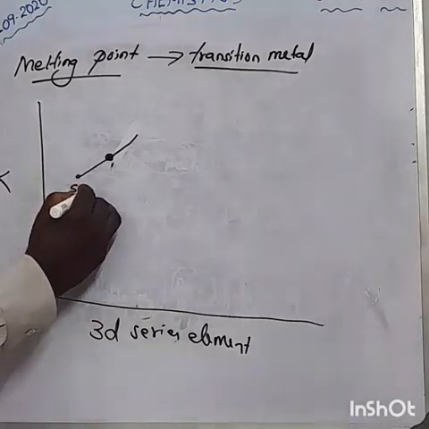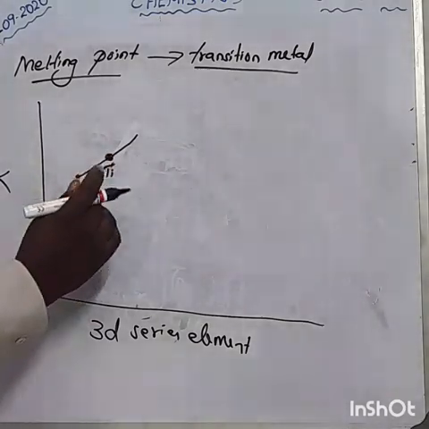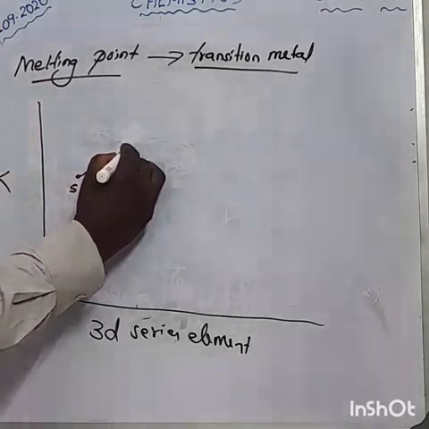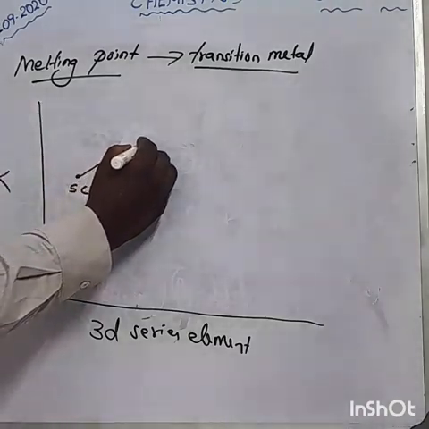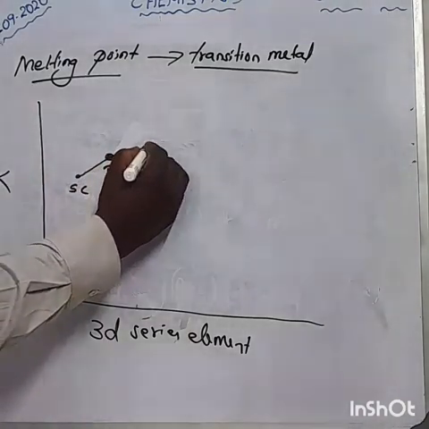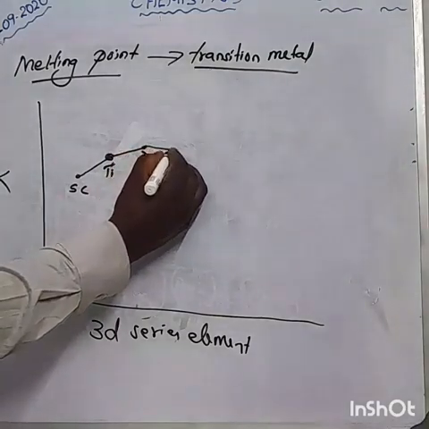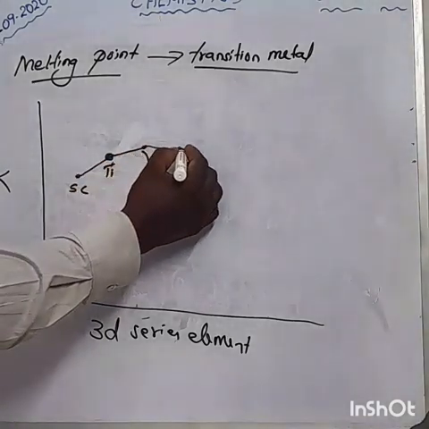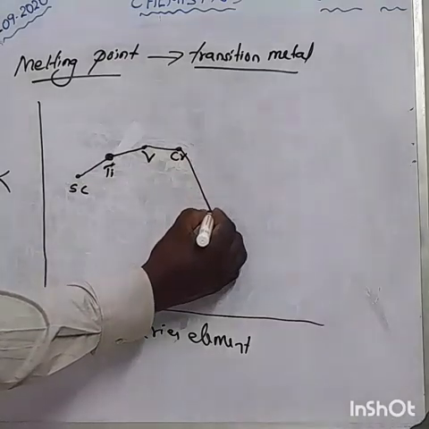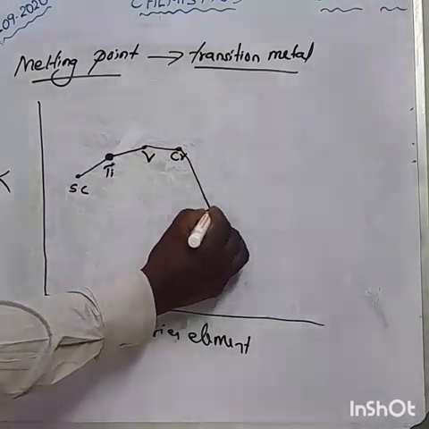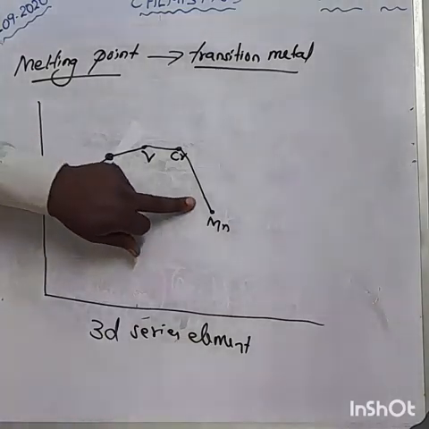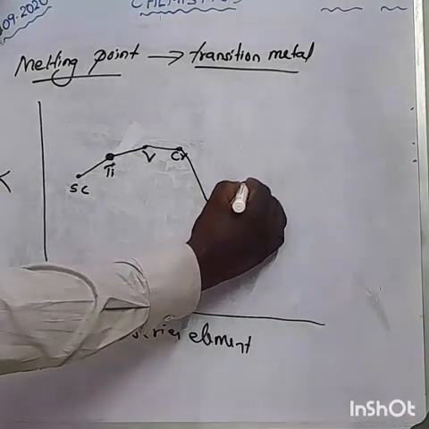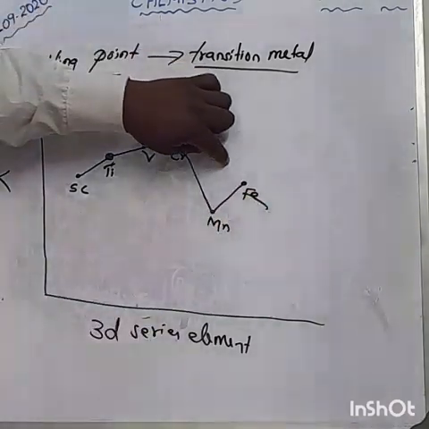This is scandium, this is titanium, okay, and then vanadium, then almost constant value up to chromium, okay, chromium. Then the melting point is decreasing for manganese, Mn. Okay, this is now decreasing, and iron is also slightly increasing, that is Fe, okay, that is iron, Fe.